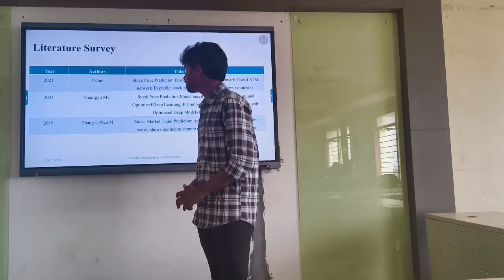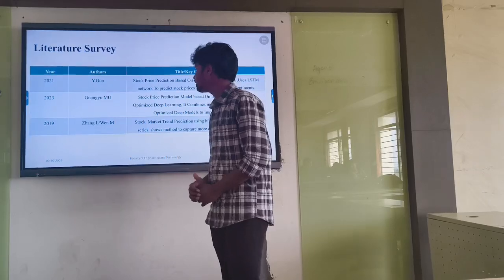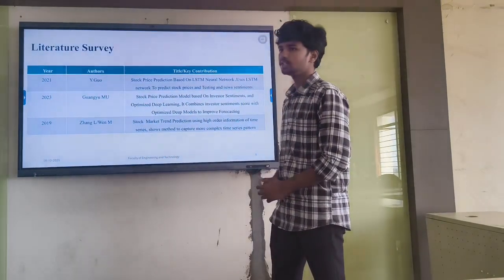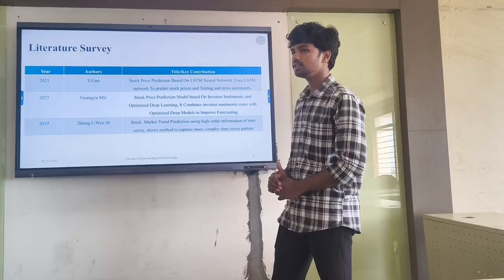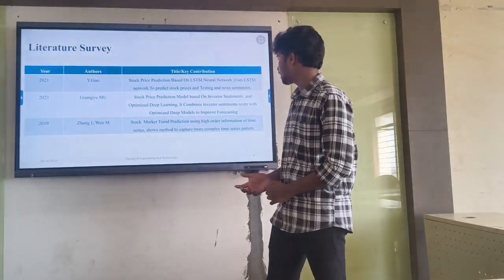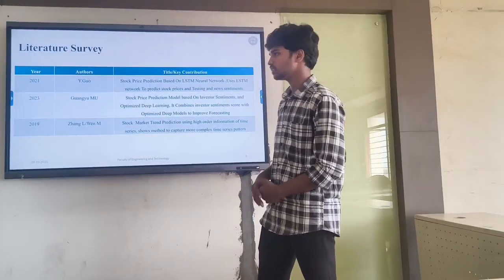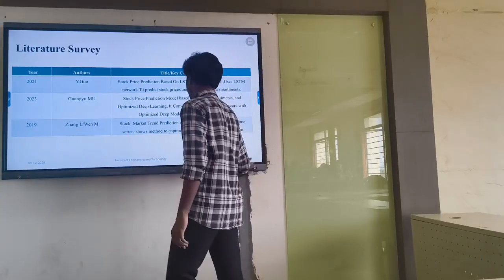In 2019, the authors Daniel and William built a stock market model using the higher-order information of time series to find more complex time series patterns. Next step.